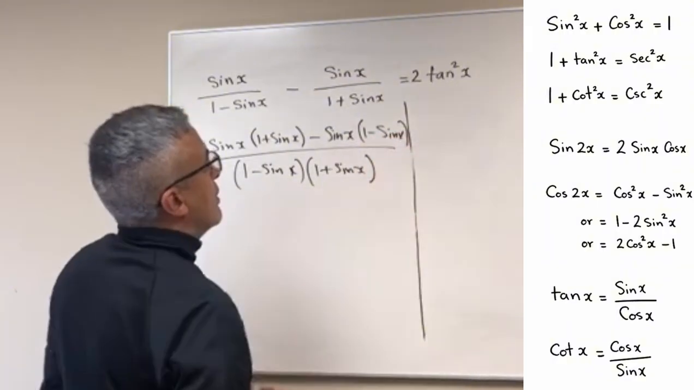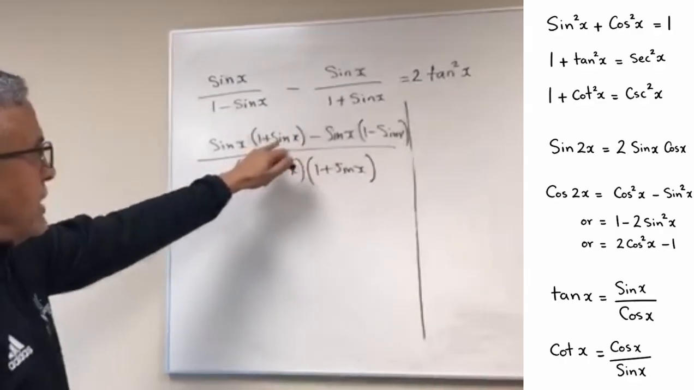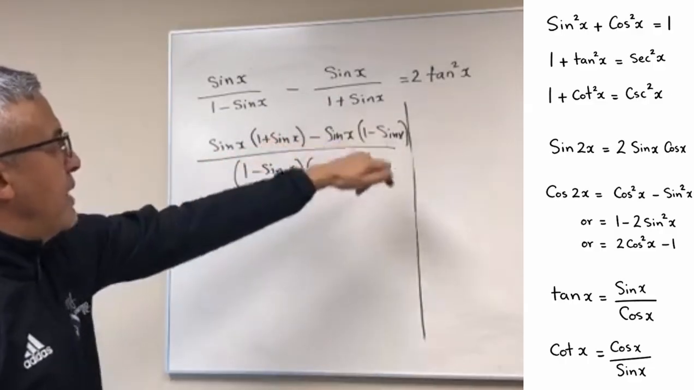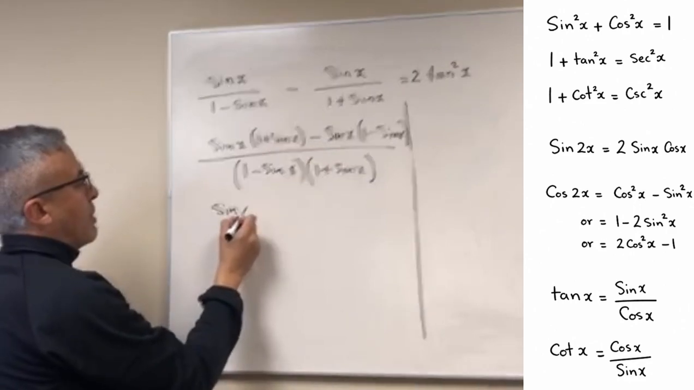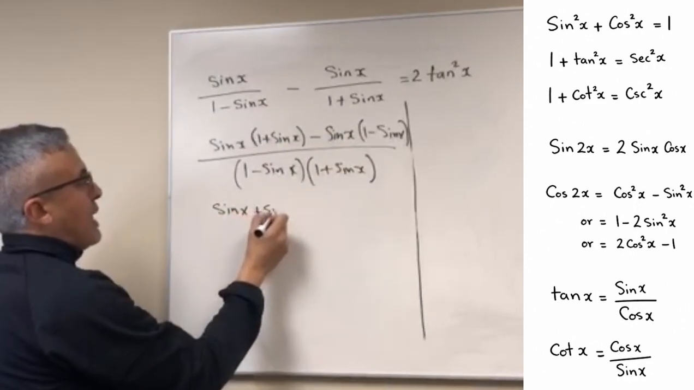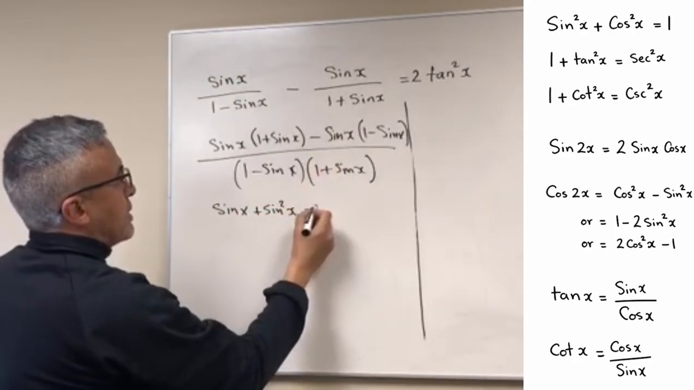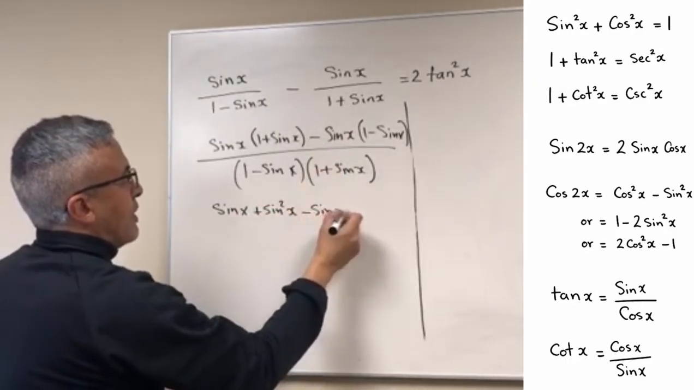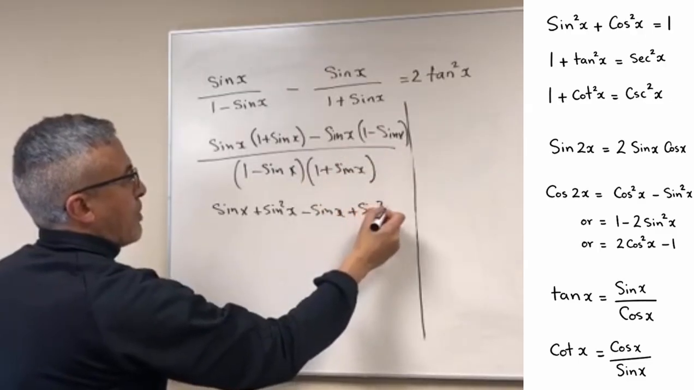Now we will distribute, so we multiply the sine x into the 1 plus sine x and the negative sine x into the 1 minus sine x. We'll end up with sine x plus sine squared x minus sine x plus sine squared x, because that's a sign changer, all over.